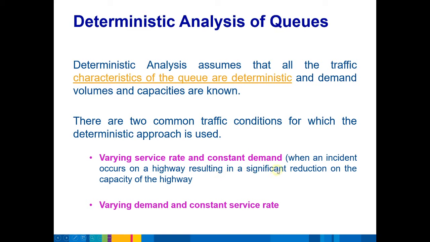So if we have a significant reduction on the capacity of the highway, this will give us a big change in the level of service or the service rate. We can also have varying demand and constant service rate. If we were to have the ability to control the demand, such as with lane metering, we can try to provide a constant higher service.